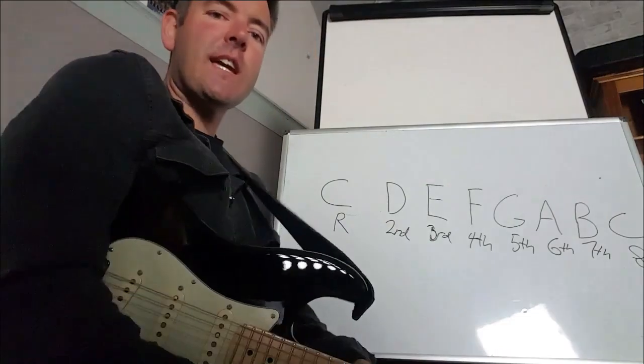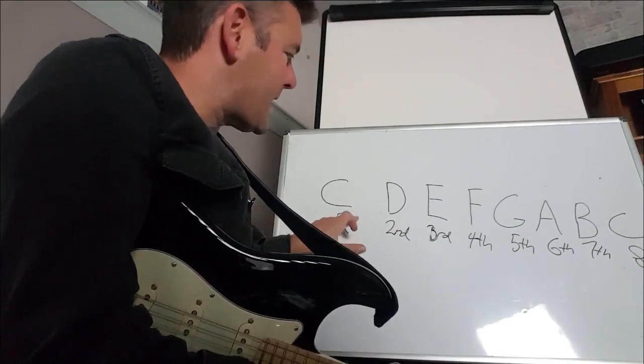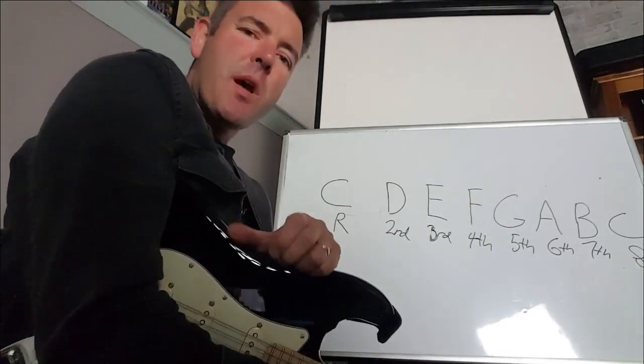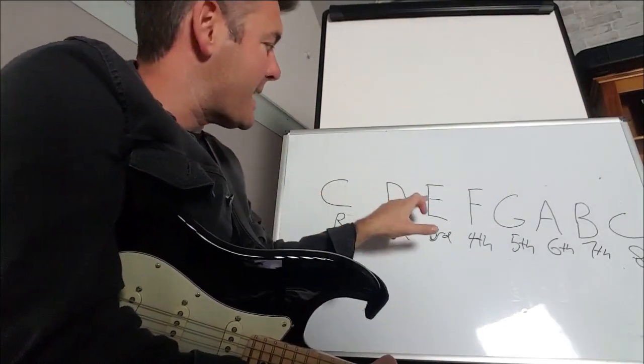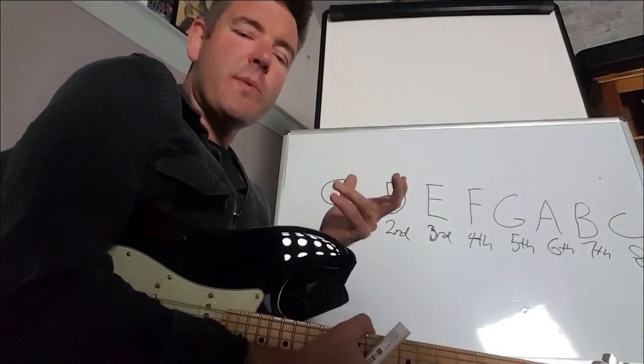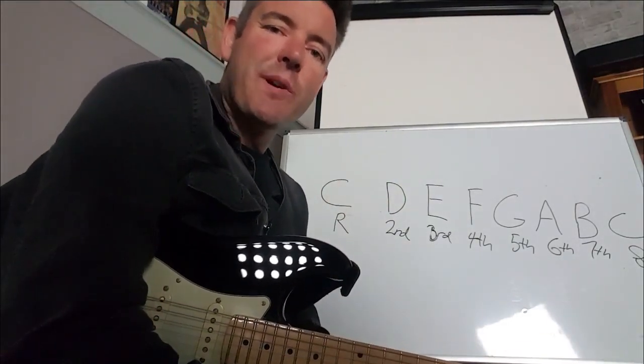Now, you see, the thing is, we can describe the distance from C to any note in the scale with a number. But what about when it's a note that isn't in the major scale? For example, C to E flat or something. What are we going to do with that? Well, that's exactly what we're going to look at now.